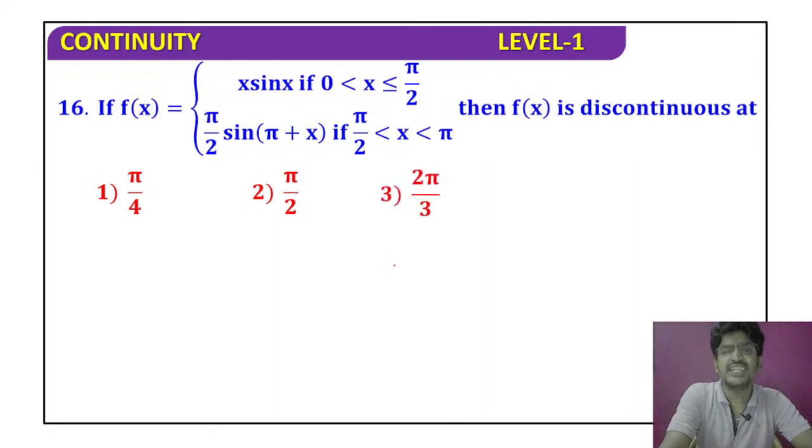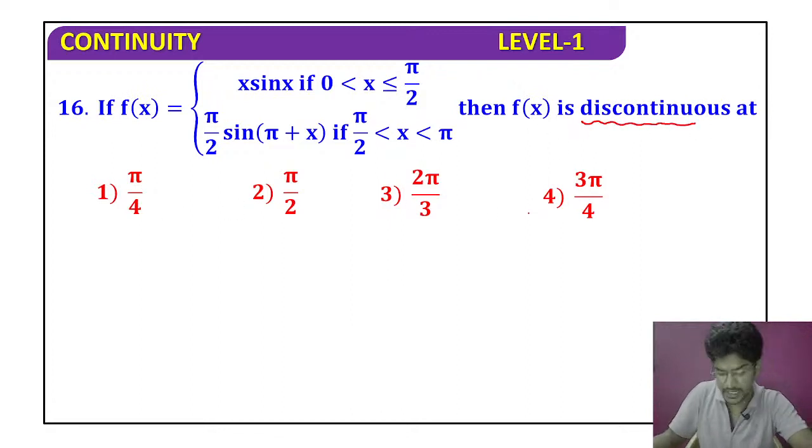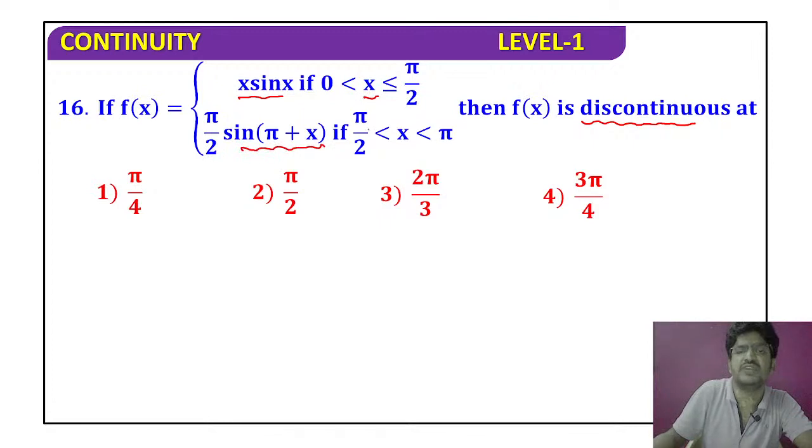Now we go for the 16th problem. They are asking at which point it is discontinuous. The function is x into sin x if x is between 0 and pi by 2, and pi by 2 into sin of pi plus x if x is between pi by 2 and pi.